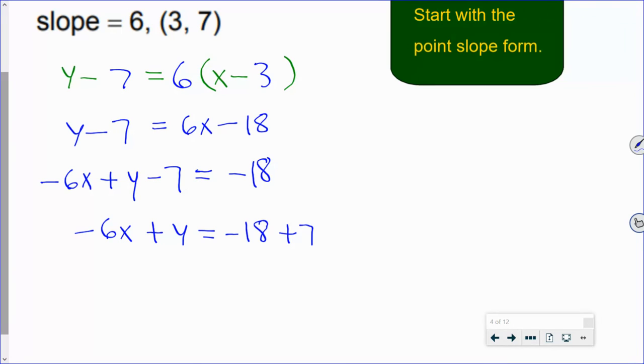All right, finish it out. Negative 6x plus y equals negative 18 plus 7 is negative what? Negative 11. Have I got it to standard form yet? No. Not yet. What do I got left? Got to reverse signs, right? So it's 6x minus y equals 11. Now it's in standard form. Question on that?